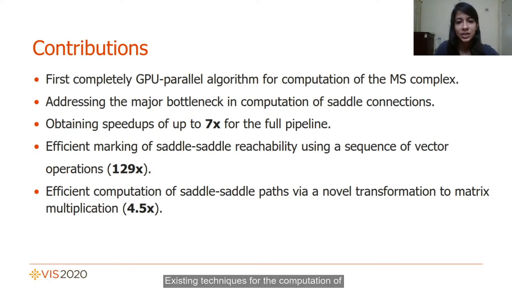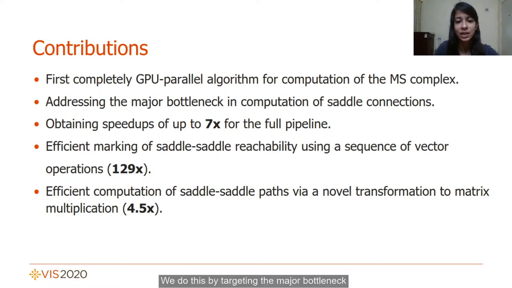Existing techniques for the computation of 3D Morse-Smale complexes adopt serial or hybrid approaches which incur large runtimes for bigger datasets. This work focuses on addressing this gap with contributions as follows. We introduced the first completely GPU parallel pipeline for the computation of Morse-Smale complexes with our method achieving speedups of up to 7x over existing parallel approaches.